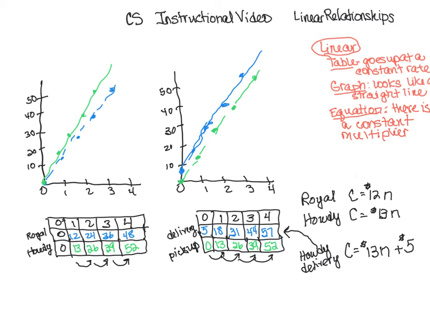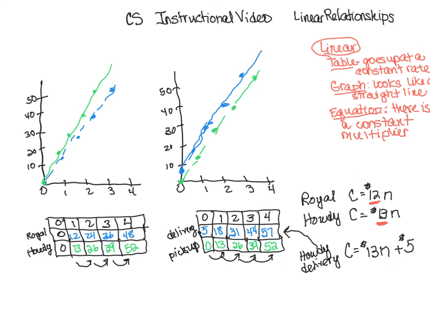So here we go. Let's look at this. Here is my constant, 12. And it's in the equation, and it's in the tables. It goes up by 12, and it's in the graph. It goes up by 12. That is the constant increase. In Howdy's, the constant increase is 13, and that's what it looks like in the equation.